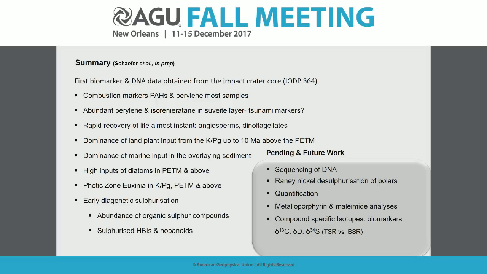There's a dominance of plant input from the KPg up to 10 million years above the PETM, and there's a dominance of marine input in the overlying sediments of the Cenozoic. High amounts of diatoms in the PETM and above, and photic zone euxinia is prevalent throughout, with the exception of the suevite, where we believe that isorenieratane in that case is from soil bacteria. There's strong evidence of early diagenetic sulfurization based on the abundance of organosulfur compounds and sulfurized HPIs and hopanoids.